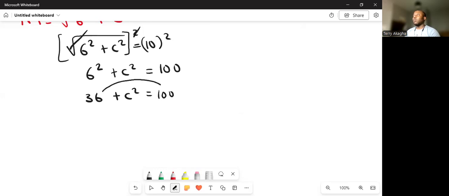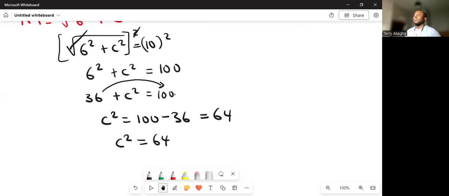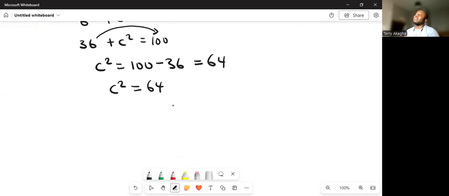Then C will go, 36 will go to the other side. So that means C squared is going to be equal to 100 minus 36. And that is going to give us what? 64. So that means C squared is going to be equal to 64. Now, but we're not looking for C squared, we're looking for C. So to get C, we have to take the square root of both sides, but therefore this is going to cancel that. So C is going to be equal to the square root of 64, which is plus or minus 8.